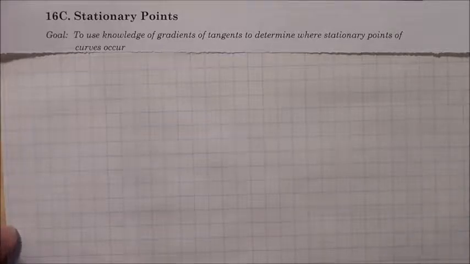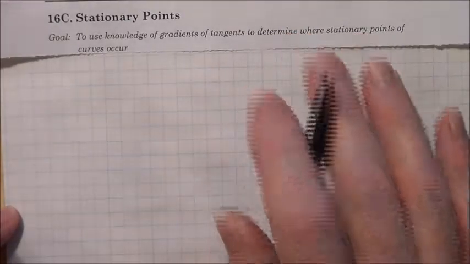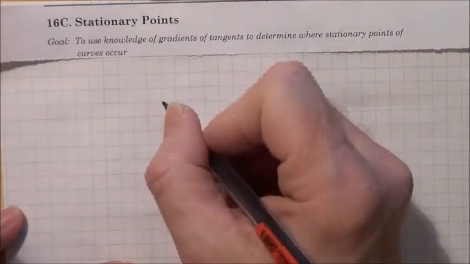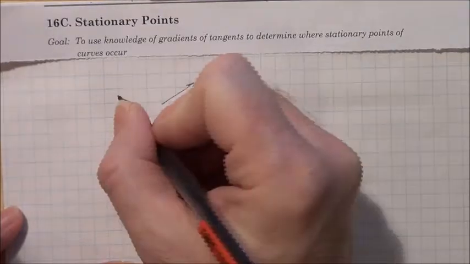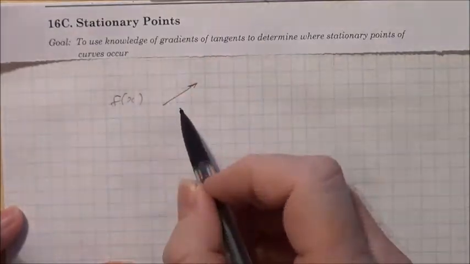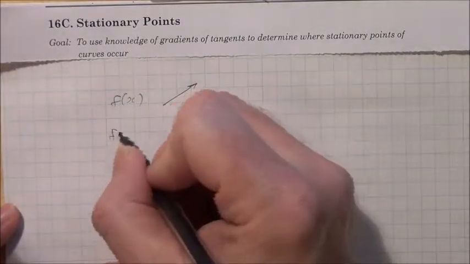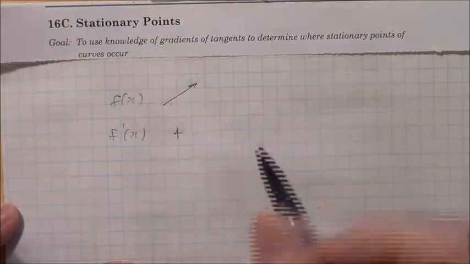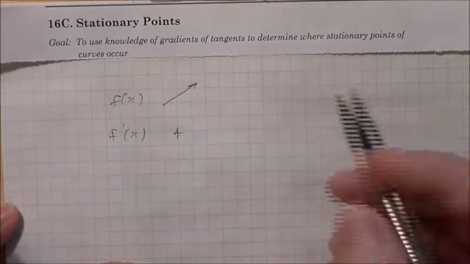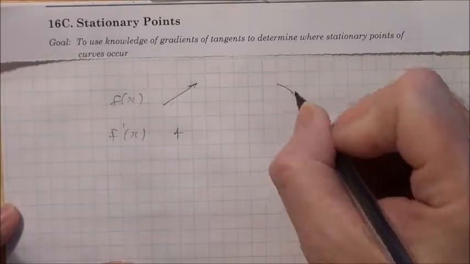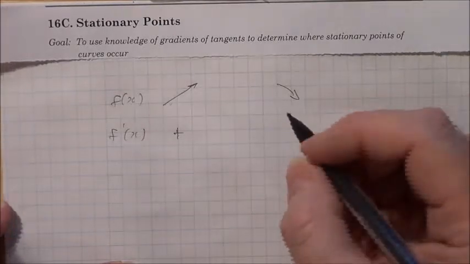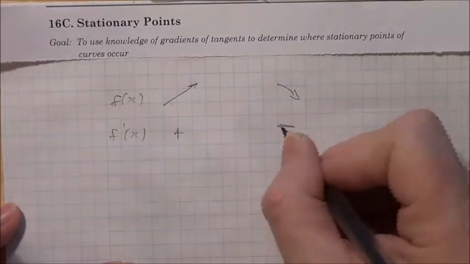Well, basically, curves increase and decrease, as we saw in previous lessons. If the curve is increasing, then we know that the gradient function is going to be positive. So the gradient is going to be positive when a curve is increasing, of course, and when a curve is decreasing, then that means that the gradient function is going to be negative.